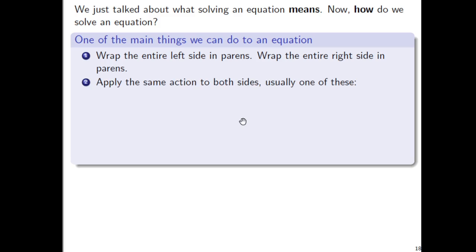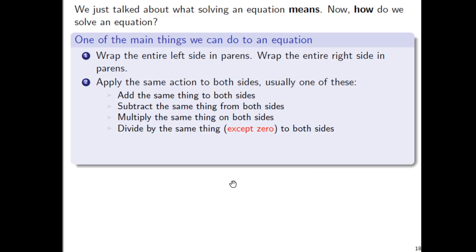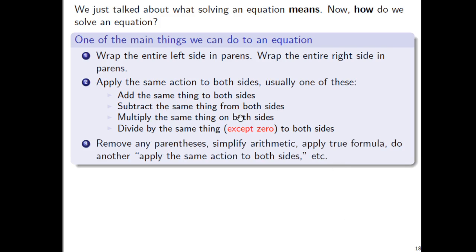Then apply the same action to both sides. It's usually adding the same thing on both sides, or subtracting the same thing from both sides, or multiplying the same thing on both sides, or dividing the same thing on both sides. Remove any parentheses that you can, so don't just remove them, but remove them if they're allowed to be removed. Simplify arithmetic, apply true formulas, do another action to both sides. That's how you end up solving equations. So here's a very, very tiny example to illustrate all this parentheses business. I know this is a little much, right?